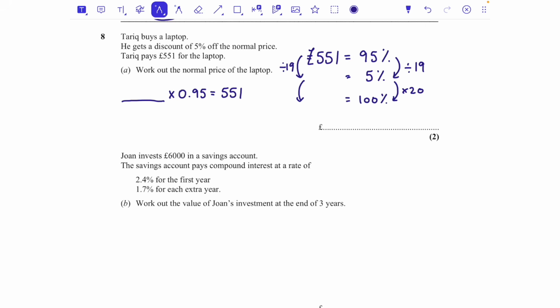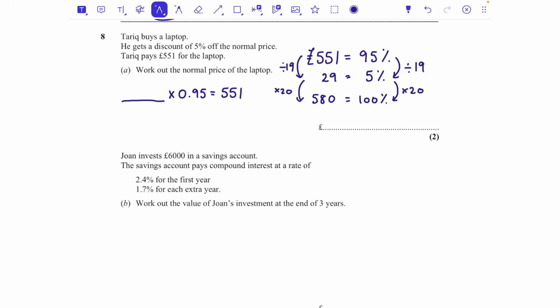And when we want 95%, we times by 0.95, and therefore, if you want to work backwards, you can just divide by 0.95. So using my calculator and working backwards here, £551 divided by 19, let's look at that method over on the right, is £29. So you know that 5% is £29, and then multiplying that by 20 would get us back to 100%, which would be 580. So that's one way of doing it.